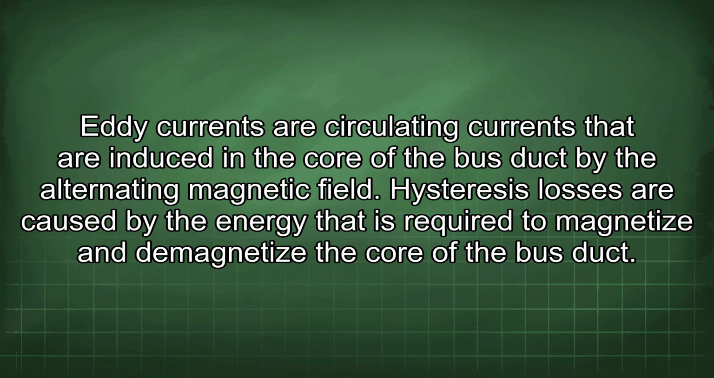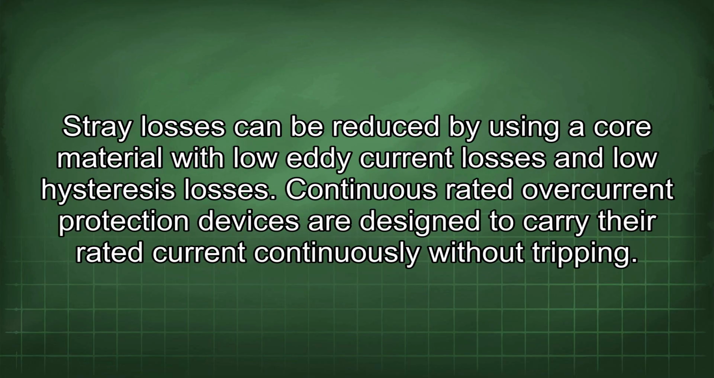Stray losses are caused by eddy currents and hysteresis losses in the core of the bus duct. Eddy currents are circulating currents that are induced in the core of the bus duct by the alternating magnetic field. Hysteresis losses are caused by the energy that is required to magnetize and demagnetize the core of the bus duct. Stray losses can be reduced by using a core material with low eddy current losses and low hysteresis losses.